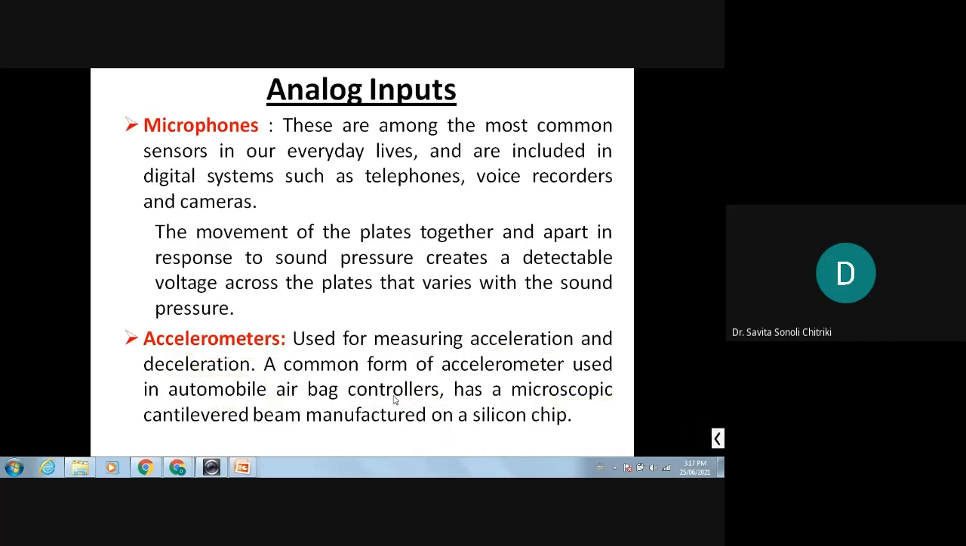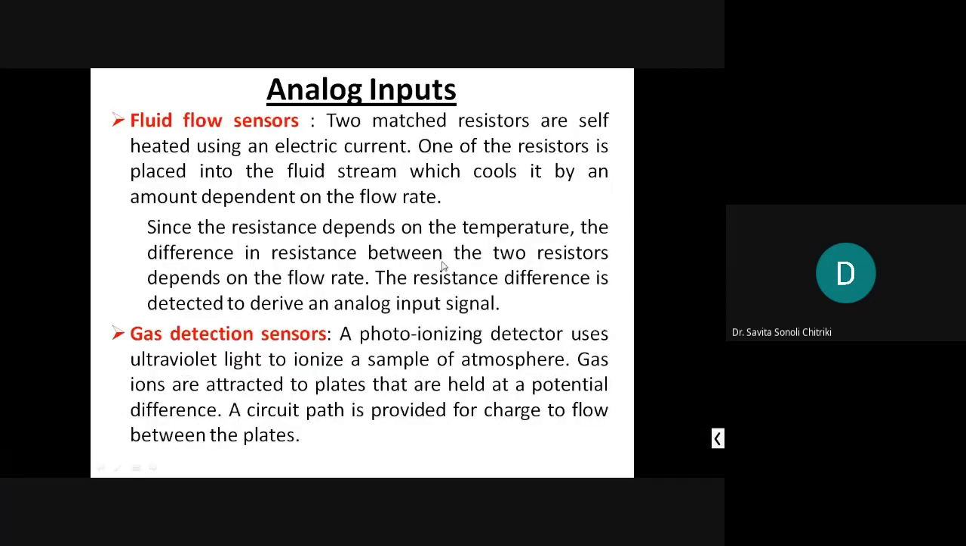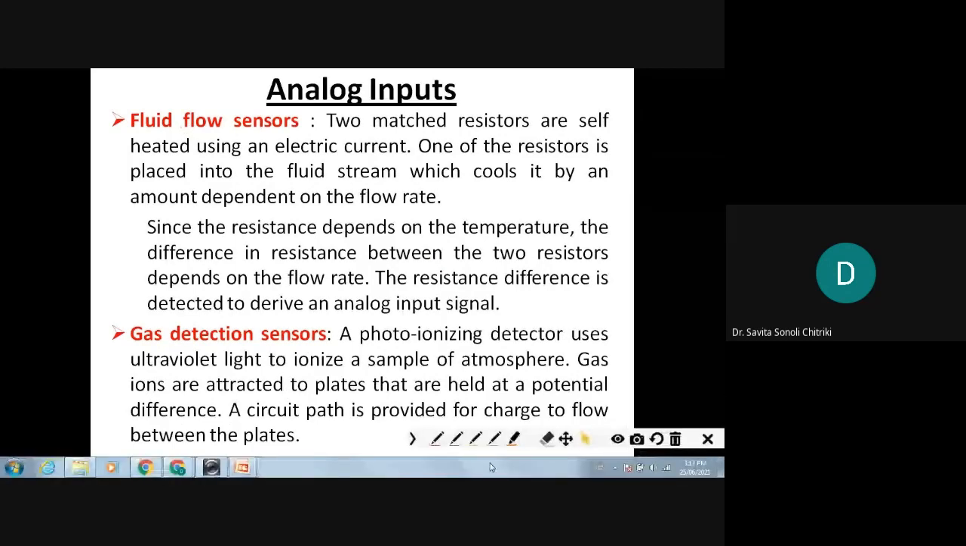We are not concentrating much on the details of this. Next, fluid flow sensor. Fluid flow sensor, third one. So how internally it is designed is just being told.